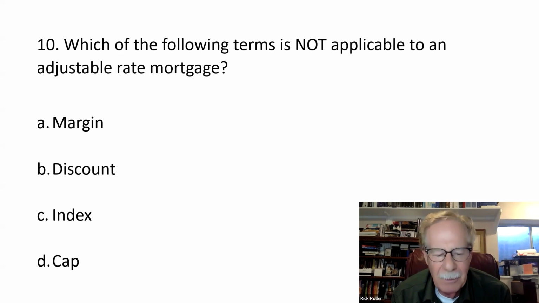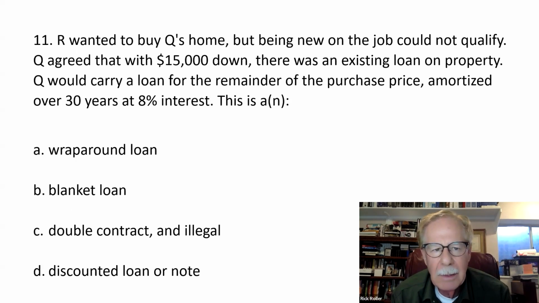Number 11. Number 11 says, if R, hey, that could be me, wanted to buy Q's home, but being new on the job, he couldn't get a loan. Now, lenders like you to be in the job for a while. There are some exceptions to that. I got a loan for a young nurse who was in college. She did her 4 years, and she got a master's degree after that in nursing, but she'd only been on the job 6 months.